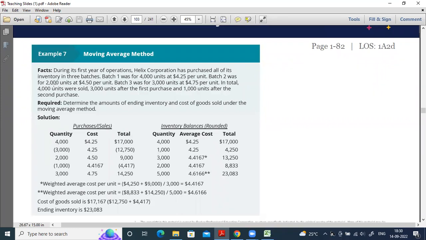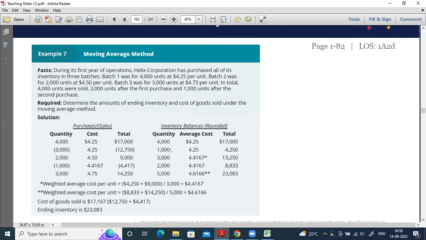Second batch, 2,000 units you purchase at the rate of 4.50. Participants, if you can recollect, I mentioned that moving average means whenever there is a purchase, you need to compute the weighted average. Whenever there is a purchase, you should compute the weighted average. How it should be computed, I will be showing. So first in the purchases, you will be writing 2,000 and you purchase it for 4.50, it comes to 9,000.